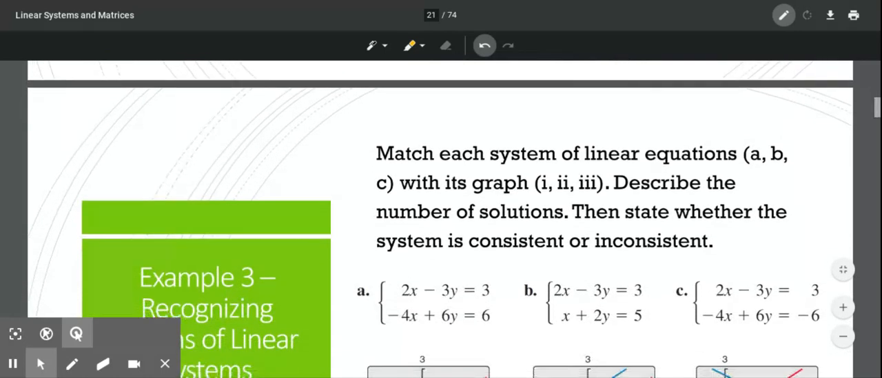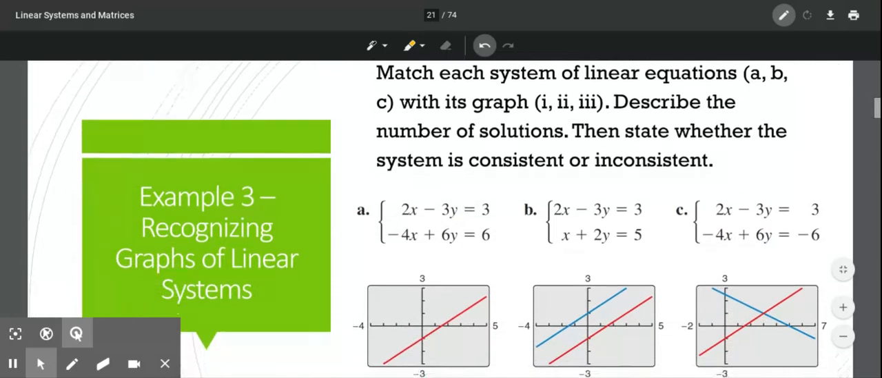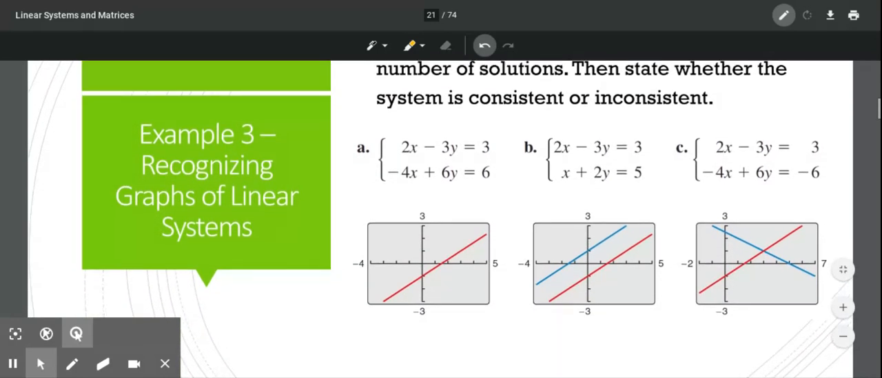So in this example, we have three graphs. The first graph just means you have the same line on top of itself. The next graph, we have parallel lines, and the third graph, we have one solution. So we need to figure out which system goes with which one.